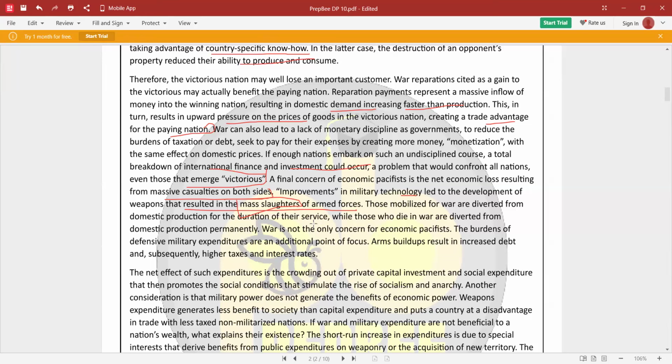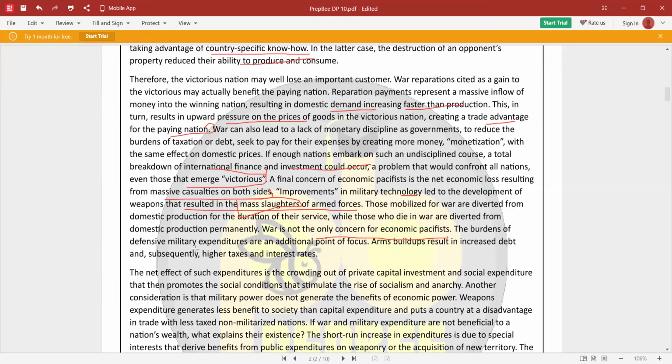What it tries to say is that people who go to fight in wars stop contributing to the economy while they serve, and those who die are lost as workers forever. Right. War is not the only concern for economic pacifists; the burdens of defensive military expenditures are an additional point of focus.